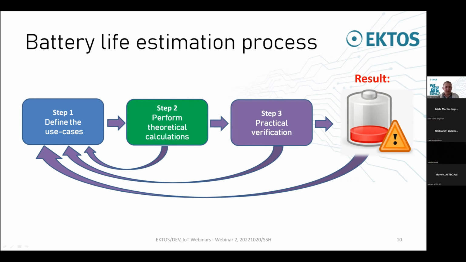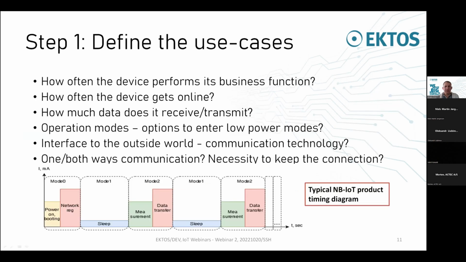So let's get into the details. Step one, define the use case. For an IoT product, it's a very important step. It's crucial to think about the battery life when you are defining the use case. The use case shall be real, so the IoT product performs its function, but at the same time, it shall be minimalistic. The product only performs the function it shall do and not everything around it, because we are talking about battery power and we need to save the battery as much as possible.